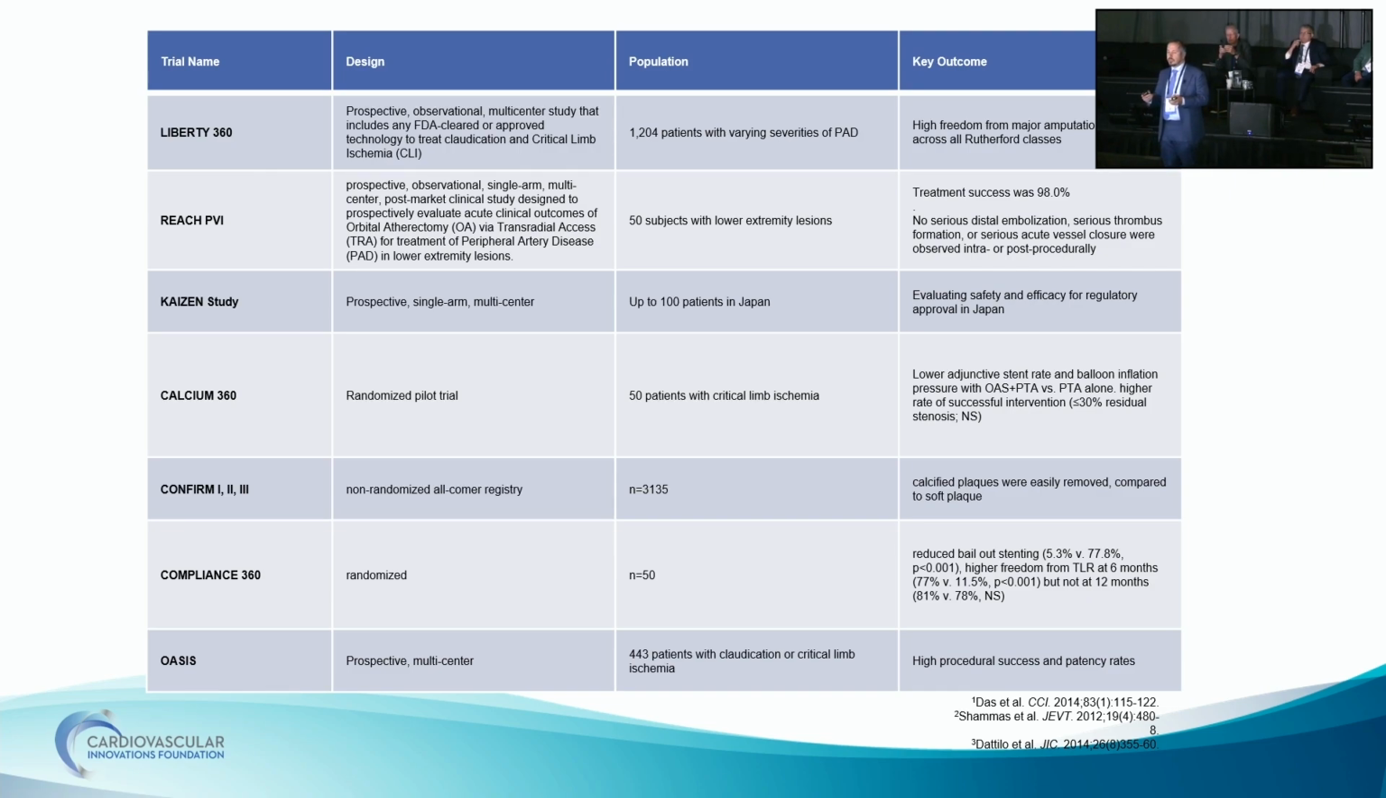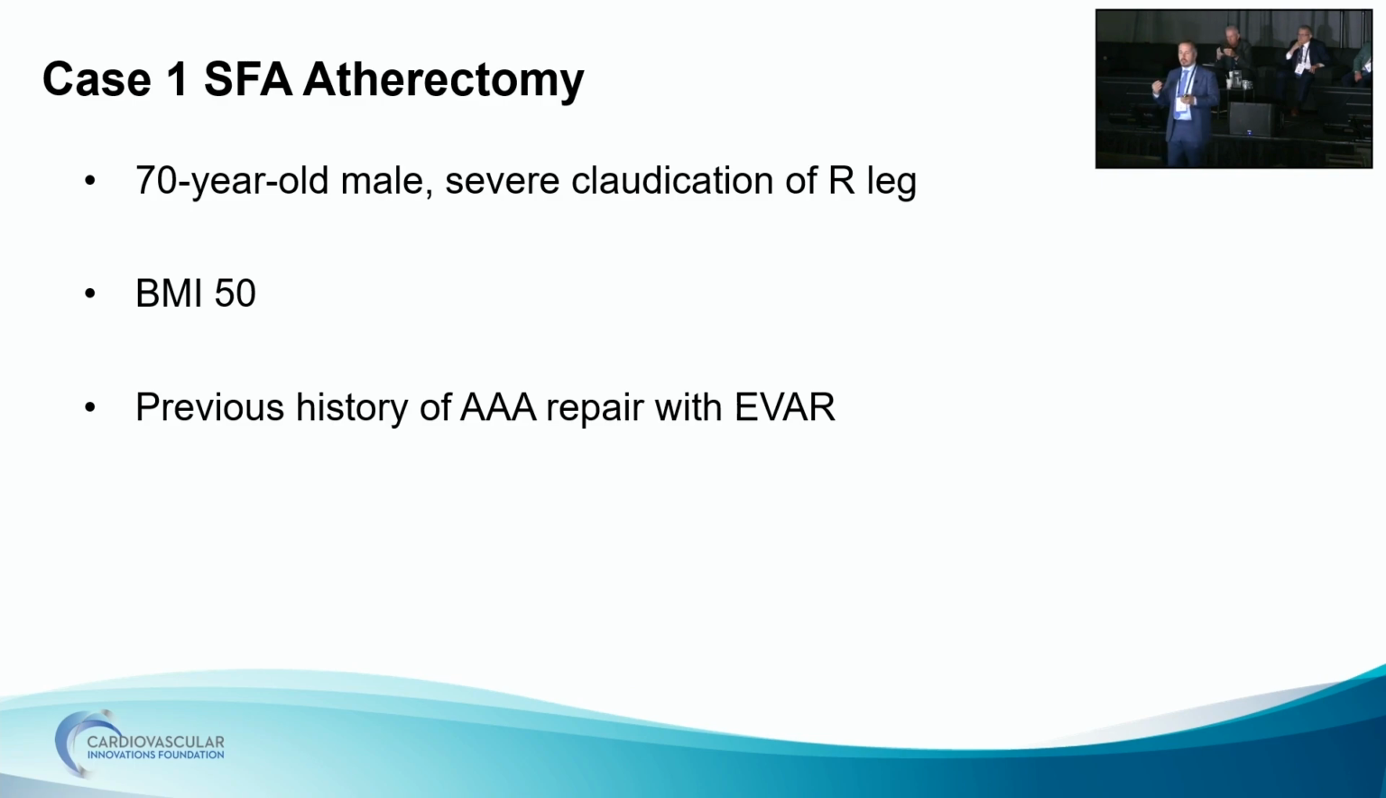I think everybody who used the device always worries about disembolization. There's a recent paper from Japan, the Kaizen study. I'm going to have 4 cases to show you, and I'm going to go through them and create some discussion. So, a 70-year-old male with severe claudication of the right leg, BMI 50, that's our average in Texas.